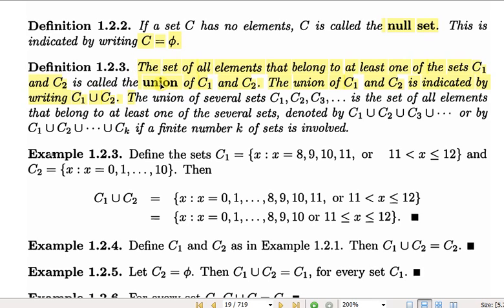Now definition of union. The set of all elements that belong to at least one of the sets C1 and C2 is called the union of C1 and C2. And we write it like this: C1 union C2, the union of C1 and C2.